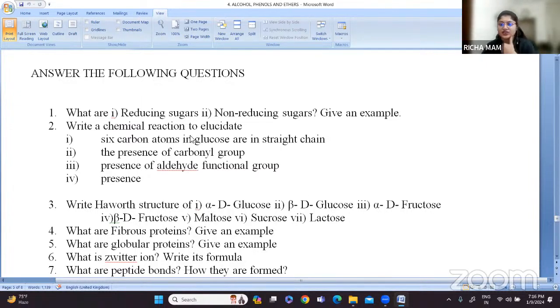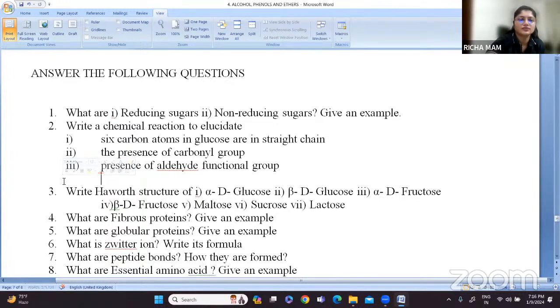Next is: write a chemical reaction to elucidate the 6 carbon atoms in glucose which are in a straight chain. Then the presence of a carbonyl group. Third, the presence of an aldehydic functional group. Only 3 points. This is the particular question, so please answer this. Write the chemical reaction to elucidate. Which reaction will you use to elucidate the 6 carbon atoms in glucose in a straight chain?